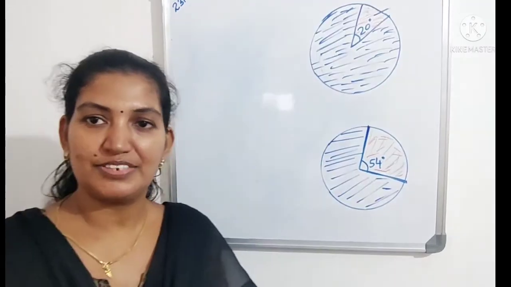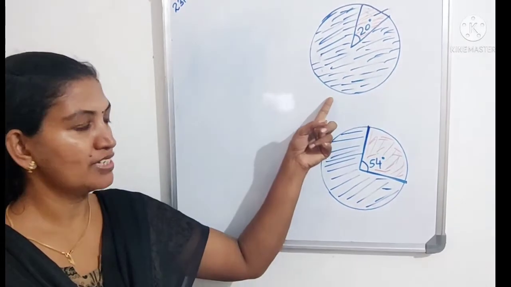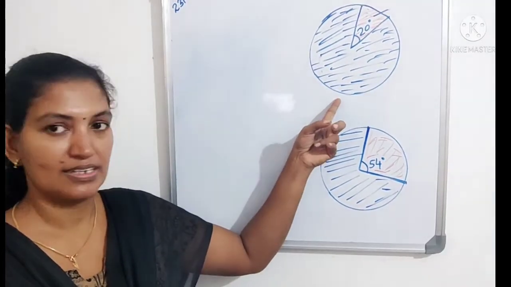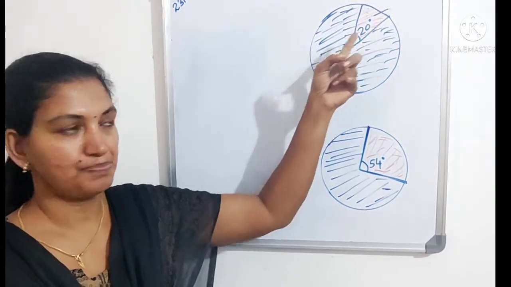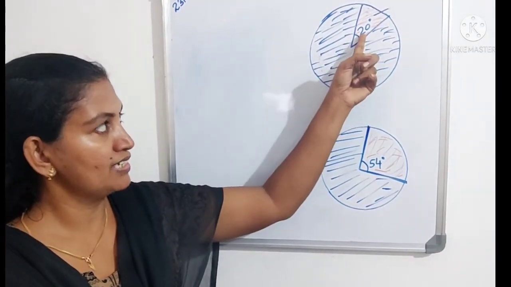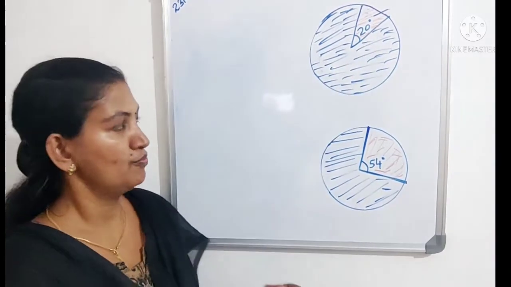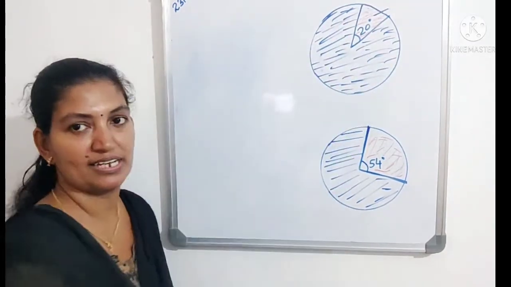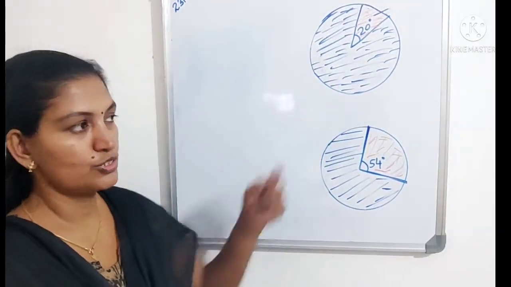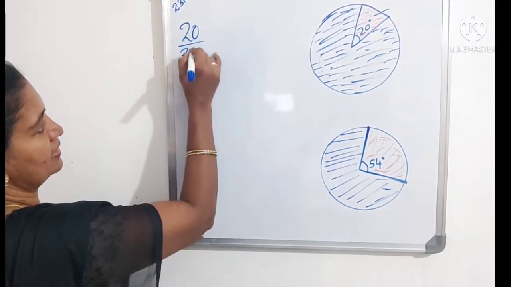Okay. Next, we have to find the fraction of the given figure. Here you can see 2 different shadings. Here blue color and here red color. Also given that this red color shading is 20 degree. We know that the total degree measure of the circle is 360 degree. So we can write 20 by 360.